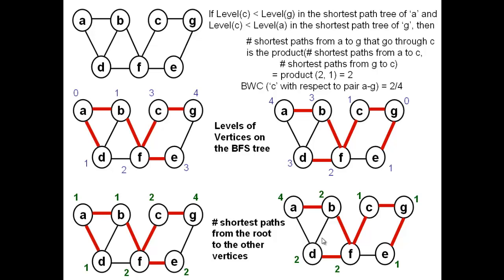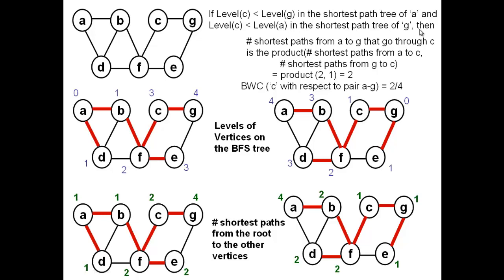So now what we want to find is the betweenness fraction of C with respect to the pair AG. Now in order to continue doing that and get a non-zero value, we have to make sure one condition is satisfied. So this vertex C, the level number of vertex C on the shortest path tree, say starting from A, should be less than the level number of G in the shortest path tree of A. And similarly, the level number of C should be less than the level number of A in the shortest path tree of G. So we have 2 end vertices.